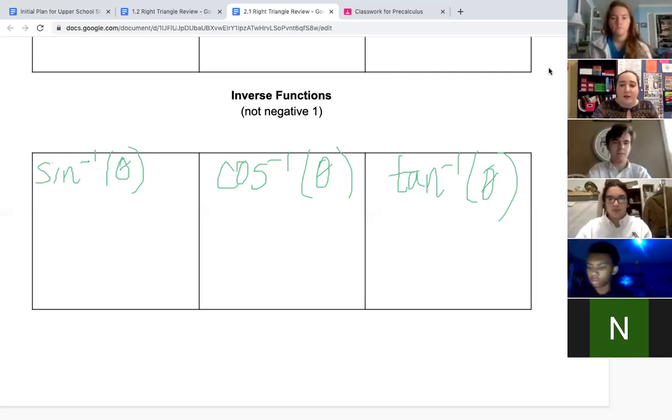And that was the lesson for today. Would you guys like to see example problems on Delta Math? Yes, please. Okay. I'm gonna pause the recording real quick.